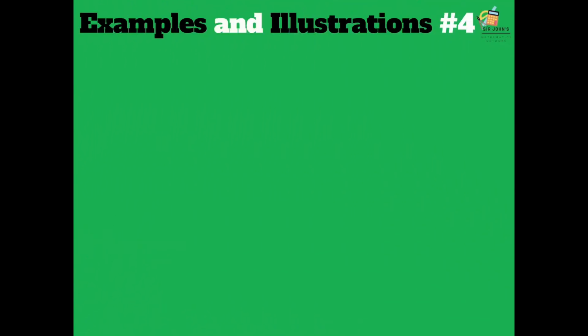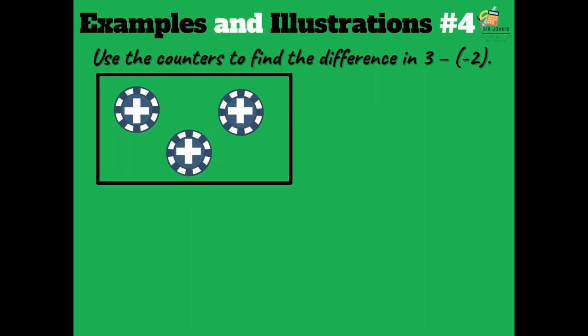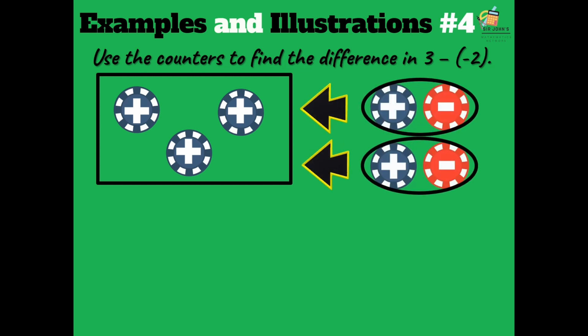Example number 4. Use the counters to find the difference in 3 minus negative 2. For step 1, place 3 positive counters. Kung mapapansin nyo, wala tayong negative counters. Dahil dyan, we cannot remove 2 negatives. So, ang gagawin natin ay mag-a-add tayo ng dalawang 0 pairs sa loob ng set.